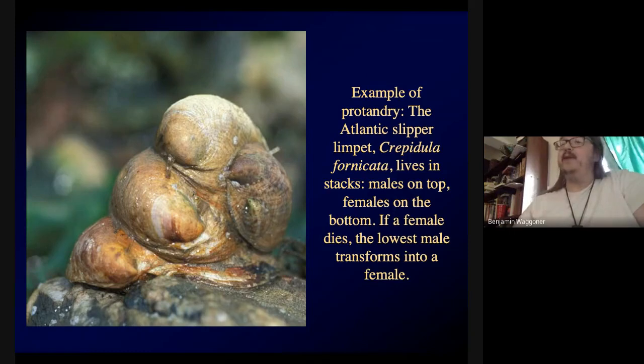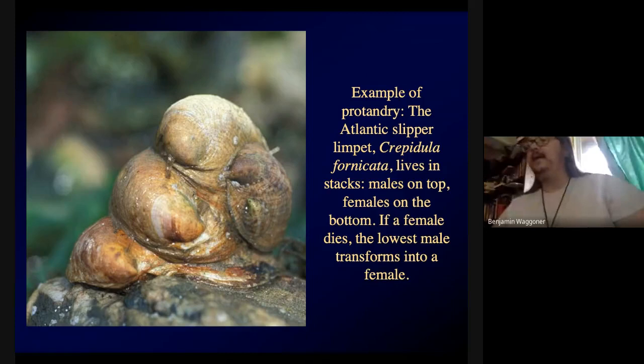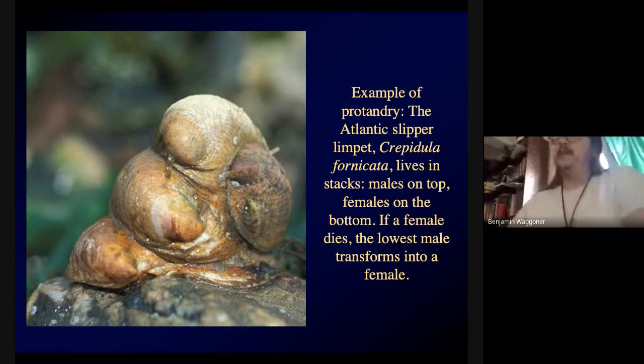So juveniles will start at the top of the stack. You can just see a juvenile shell kind of at the far right. I'm counting 5 in this stack. The 5th one, though, kind of blends into the 4th very well. But once that one matures, he'll function as a male, and he'll periodically fertilize the big female's eggs, the one on the bottom. And if the female dies or if the stack gets separated, the lowest male will become the female. So everybody will start on the top of the stack and end up on the bottom of the stack.